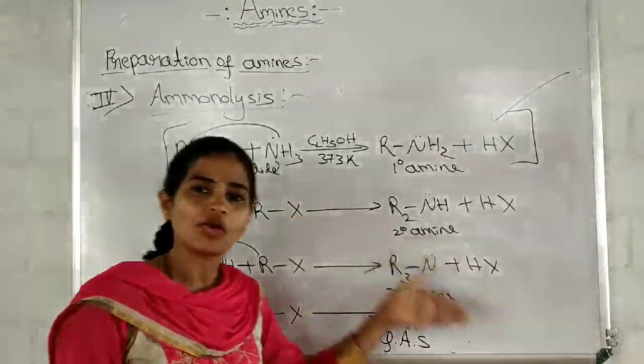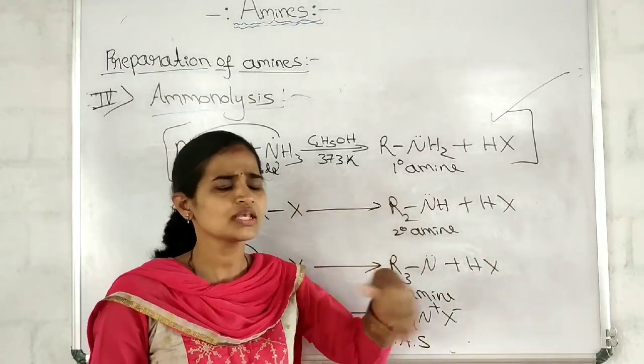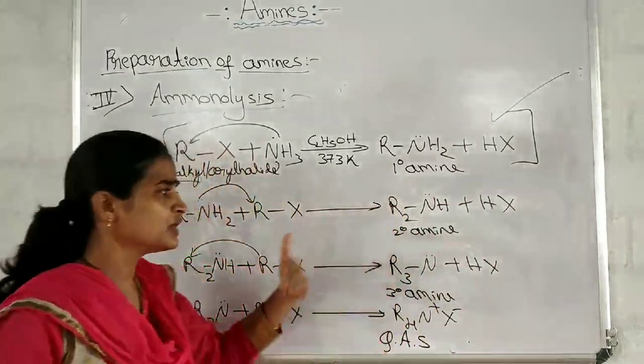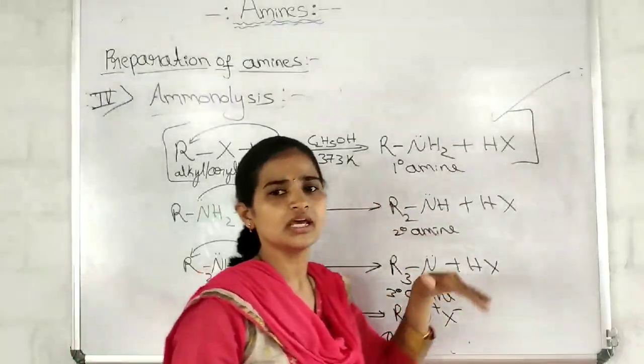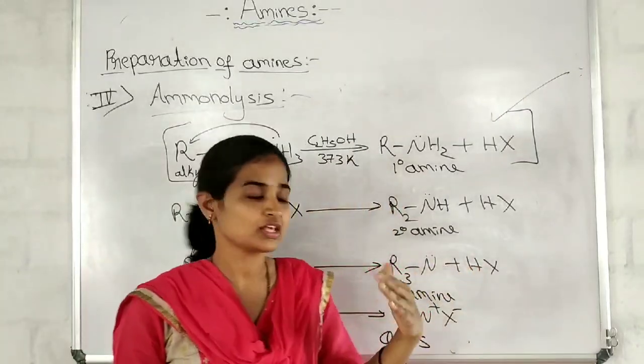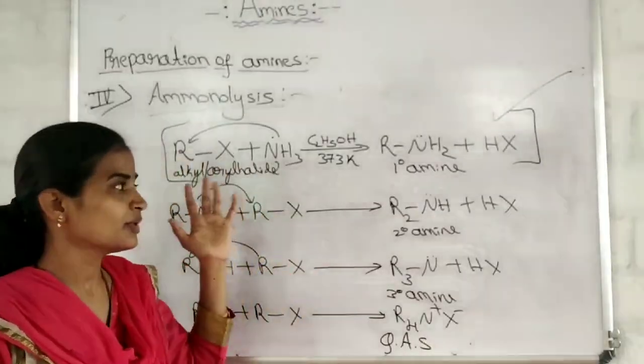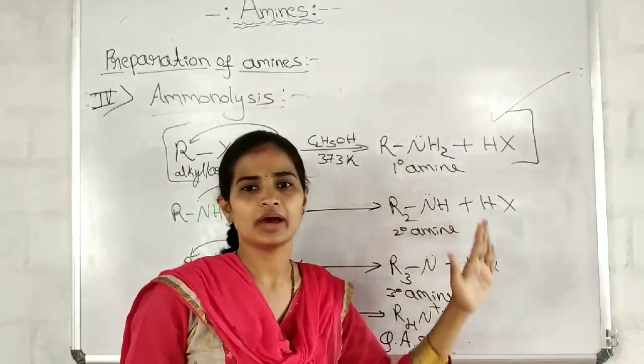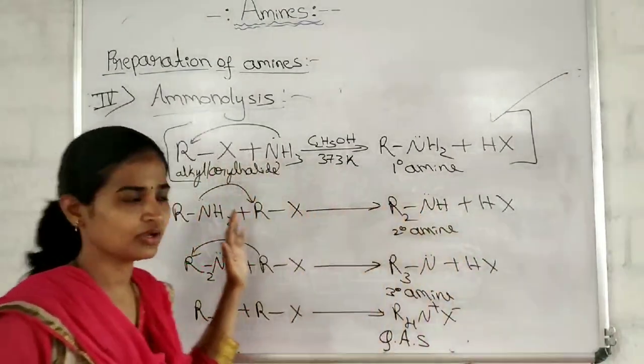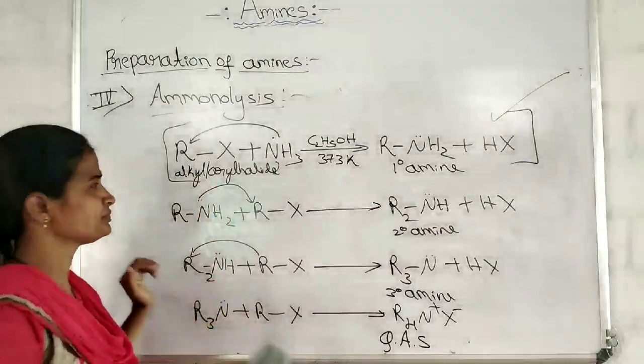Actually, this is the drawback of this reaction, because in the sealed tube we will get a mixture of primary, secondary, tertiary as well as quaternary ammonium salt. We get the mixture, and we cannot prepare the pure primary amine alone. This is one of the drawbacks.